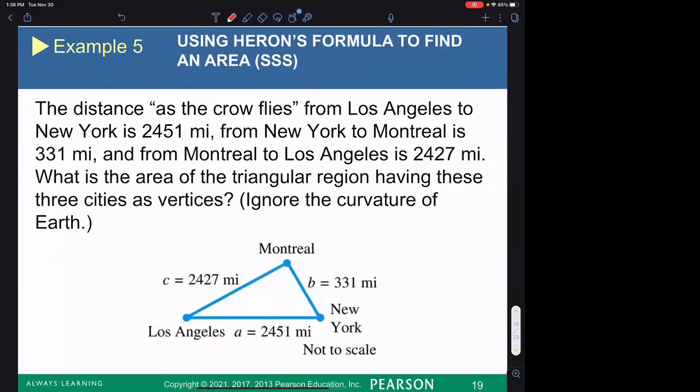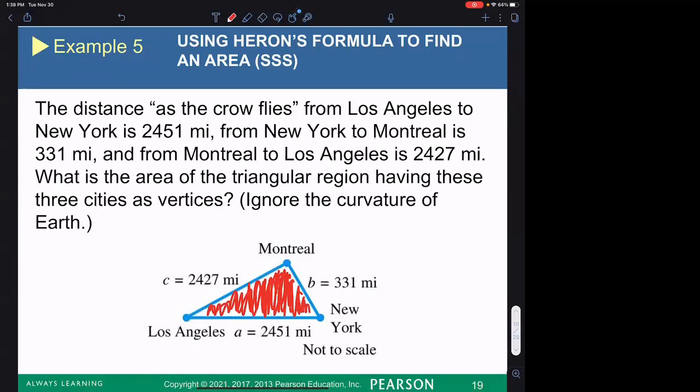So using the formula, they're giving us 3 sides. The distance from Los Angeles to Montreal is 2,427 miles. The distance from Montreal to New York is 331 miles. And the distance from Los Angeles to New York is 2,451 miles, not drawn to scale. So they give us these 3 lengths. Those 3 cities form a triangle when you connect the lines that go between them directly. What's the area of the triangular region? So we are trying to find out basically the area inside the triangle here. And we want to do that using just these 3 side lengths that we're given.